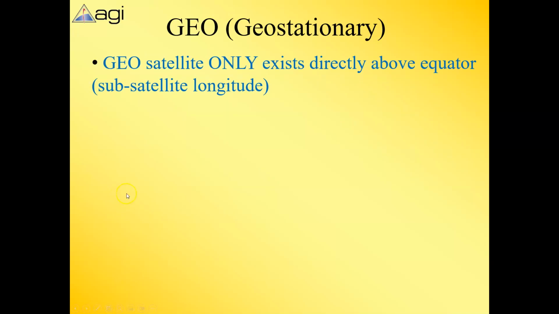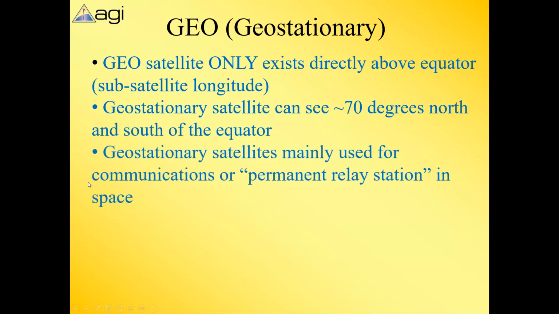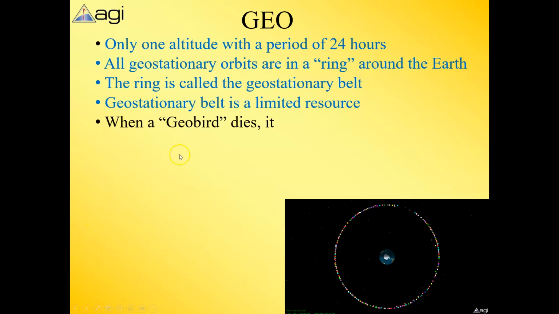A geosatellite only exists directly above the equator, and a geostationary satellite can see 70 degrees north and south of the equator, so you get a little bit more view range out of it from that distance. Geostationary satellites are mainly used for communications or as a permanent relay station in space. Again, it's connected to one spot on the globe, so it makes it a lot easier to do those types of things. There's only one altitude with a period of 24 hours. So again, it's maintaining the rotation of the Earth.